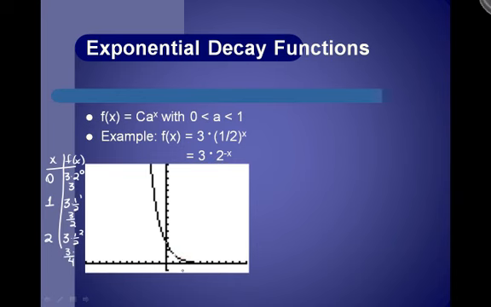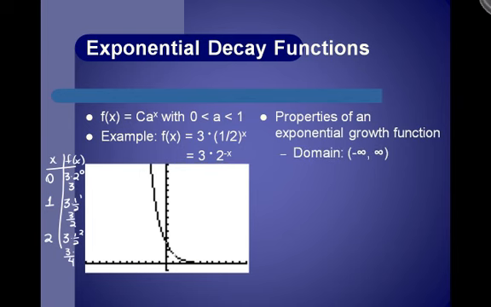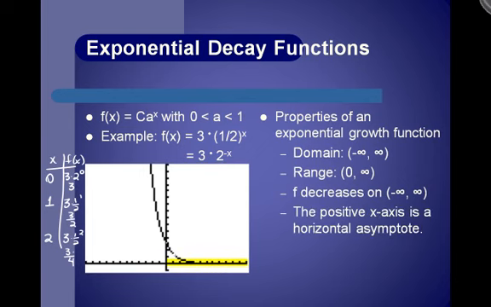So notice this time, as the x values get larger and larger, the y value is getting closer and closer to the x-axis. So the properties of an exponential decay function, where the a is between 0 and 1: the domain is all real numbers. Again, the range is everything above 0. This time f decreases on the entire interval, and the positive x-axis is the horizontal asymptote, again meaning that is a line which the graph never crosses. The y-intercept is 0, c, which again is the ordered pair 0, 3.